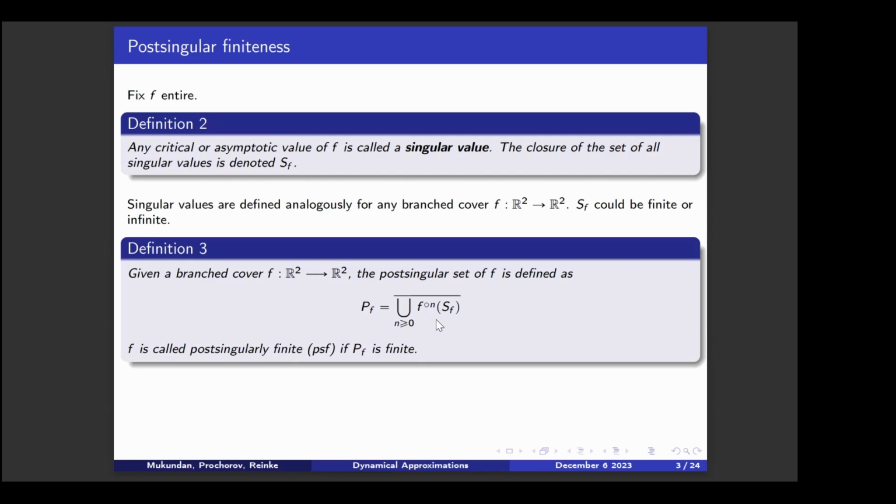One example is 2 pi i e to the z. Let's see what the singular values are. This function f of z does not have any critical values, and it has a single asymptotic value, which is 0. 0 maps forward to 2 pi i, and 2 pi i maps forward to 2 pi i. So this function is post-singularly finite.